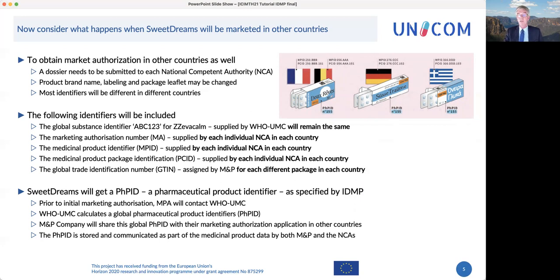So prior to initial marketing authorization, the Swedish National Competent Authority will contact, again, the WHO UMC to provide a PHP ID, and it's calculated based on the characteristics of the product. So the substance, the strength, and the dose form. And that PHP ID will be shared by M&P company wherever they go. So also with the applications in other countries, it will remain the same. It will have the same identification, the same PHP ID. And we'll see how that will be used to make life safer for Ingrid, but also for others in the medicinal world.